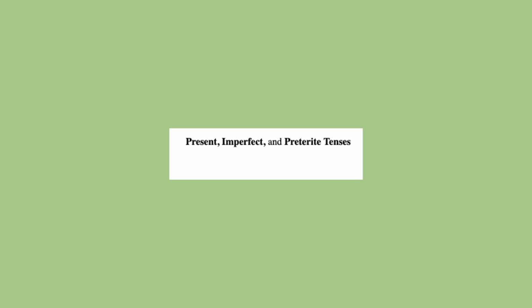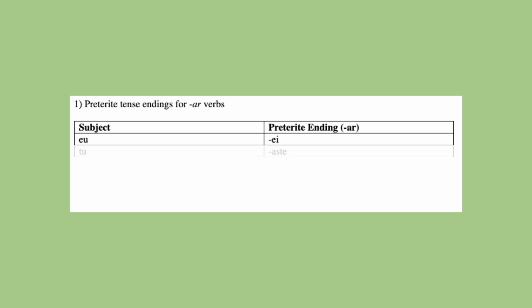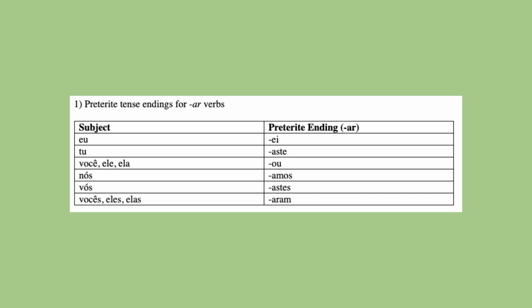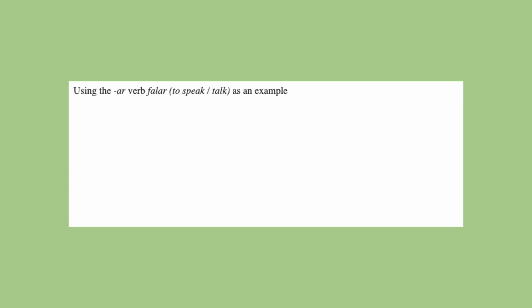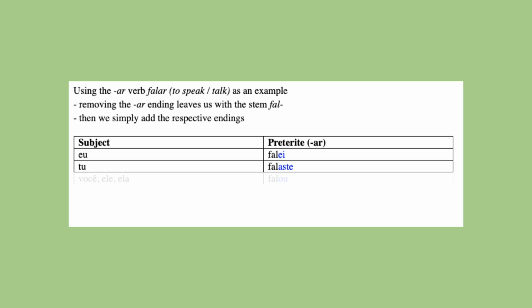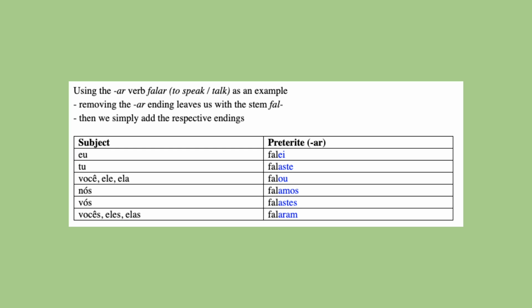Under the preterite, as well as the present and imperfect, we remove the infinitive ending of the verb and then add the respective endings afterwards. The preterite endings for AR verbs are ei, aste, ou, amos, astes, aram. For the verb falar, we remove the AR ending, giving us the stem fal, and to this we add the respective preterite endings afterwards. Falei, falaste, falou, falamos, falastes, falaram.